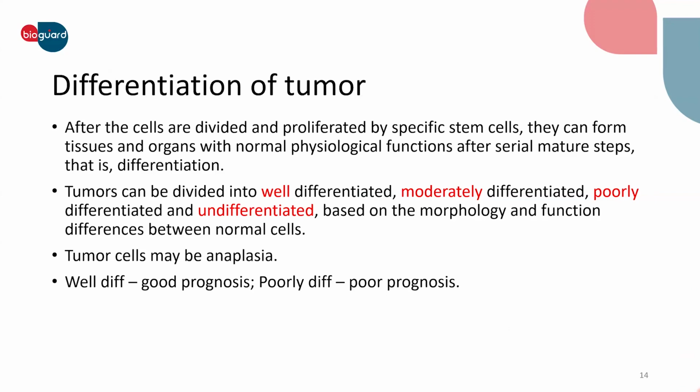But in tumors, the process gets disrupted, and based on how much the tumor cells still look and act like their original tissue, we classify them into different levels of differentiation, like well-differentiated tumors, moderately differentiated tumors, and poorly differentiated tumors. Well-differentiated tumors usually carry a good prognosis, and poorly differentiated tumors usually carry a poor prognosis.